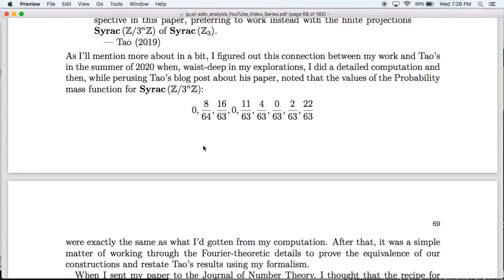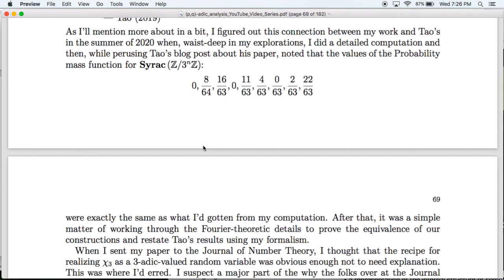After that, once I realized what it was doing and what the implications of this were, it was a simple matter of working through the Fourier theoretic details to prove that my methods are equivalent to his in terms of the foundational idea of chi3, or the Syracuse random variables.